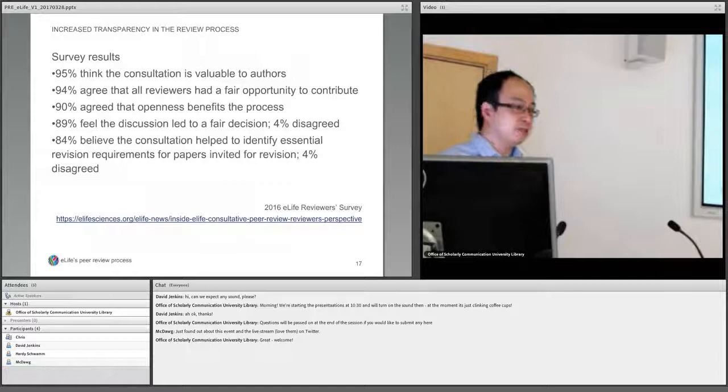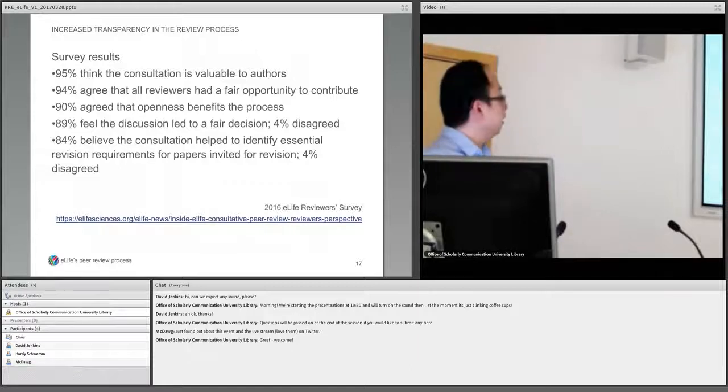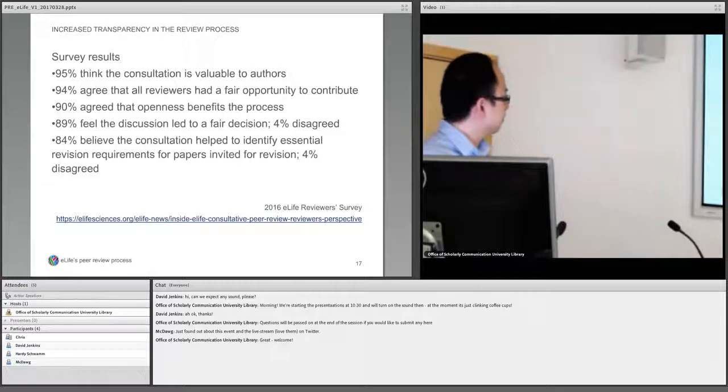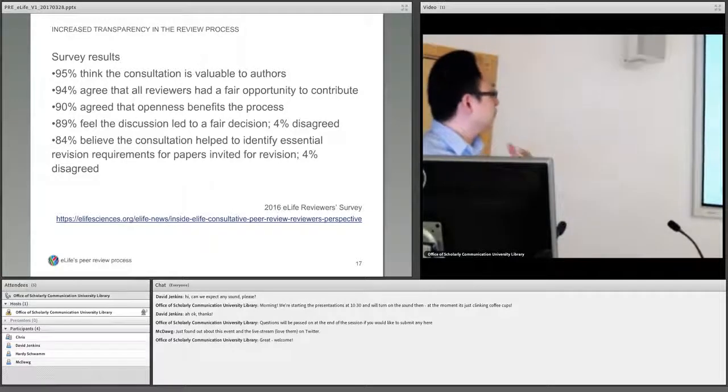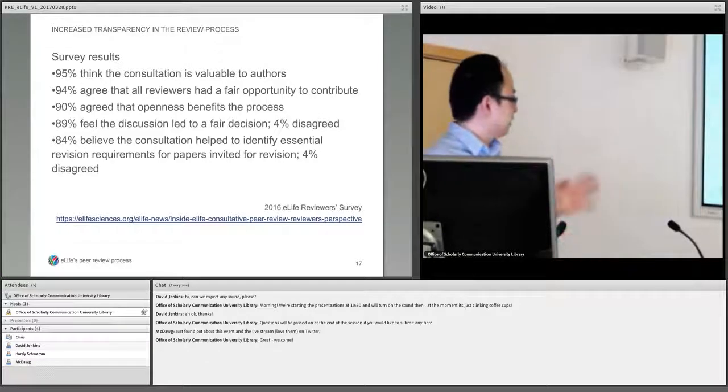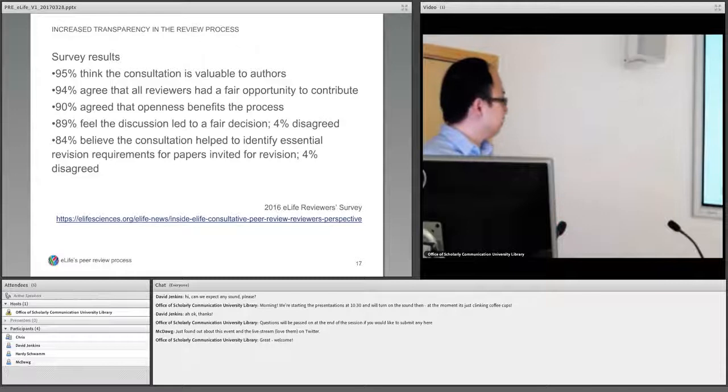We did a survey of 1,000 reviewers. In general, most of the reviewers found the consultation process was valuable, and that the openness benefits the process. A majority of the reviewers also found that the discussion led to their decision, and also believed that it allowed them to identify, for example, where the paper was asked for revisions, the essential revisions that were requested.